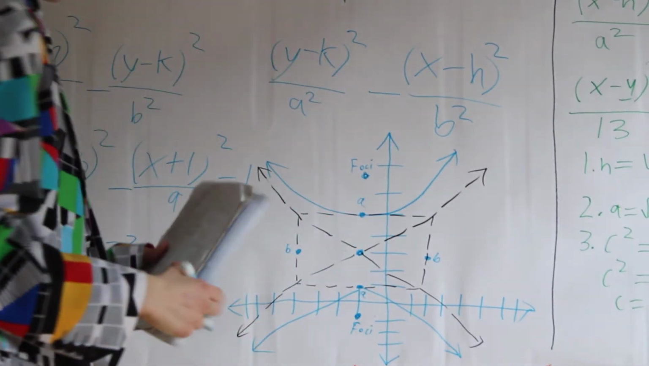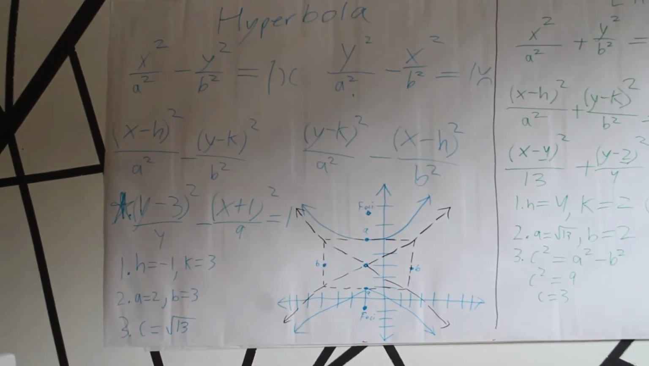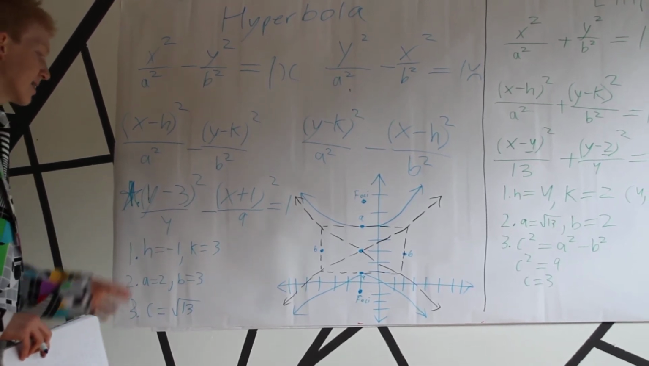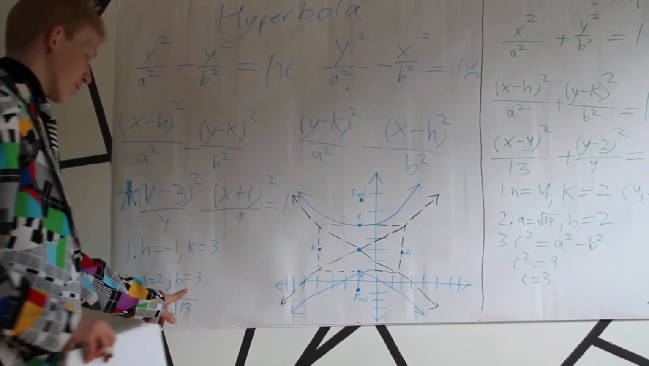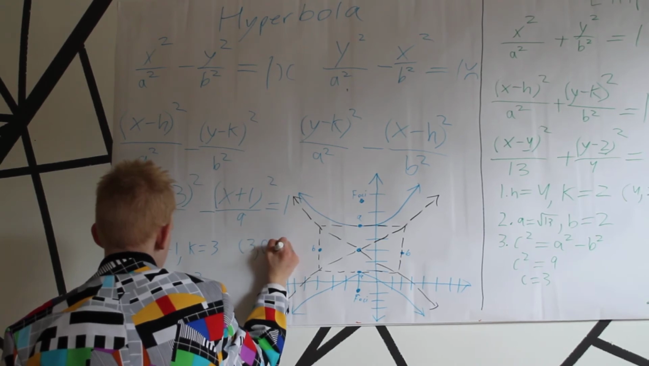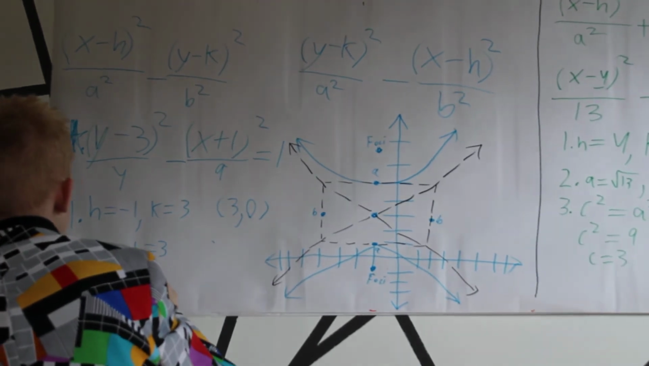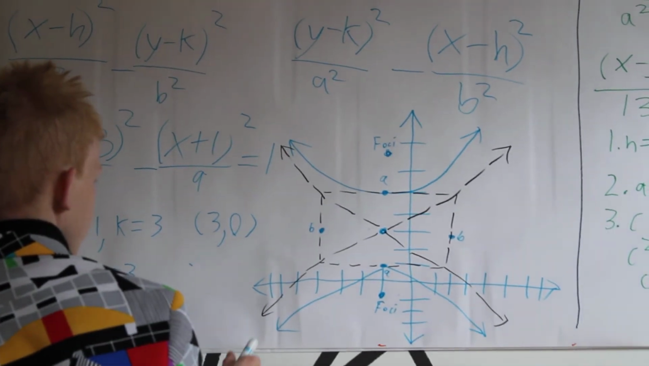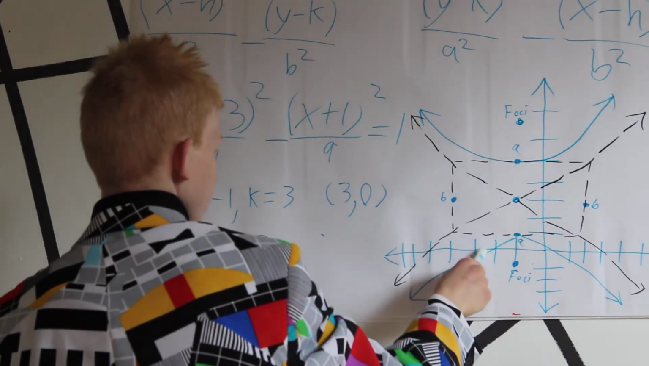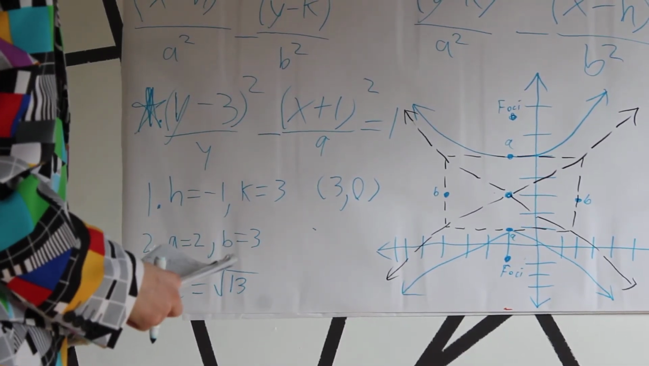You can either graphically just count over the amount, or take an individual point and transform that individual point by h and k. So I can take the individual point of 3, 0, and I can minus 1 and plus 3. Then you can do the transformations and you can get the point.